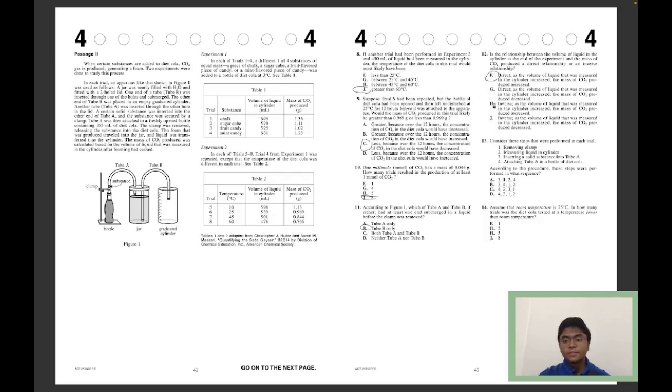That's a direct relationship. Consider these steps that are performed in each trial. According to the procedure, in what sequence are these steps performed? Well, it doesn't look like any of these were steps. A certain solid substance was inserted into the other end of tube A. Okay, so a solid was put into tube A. That's step 3.